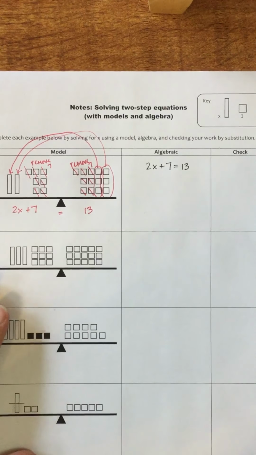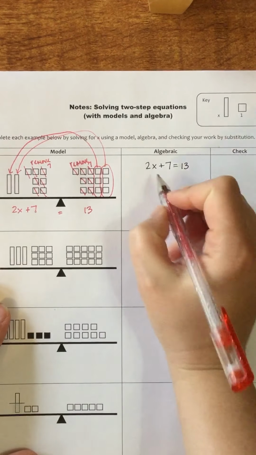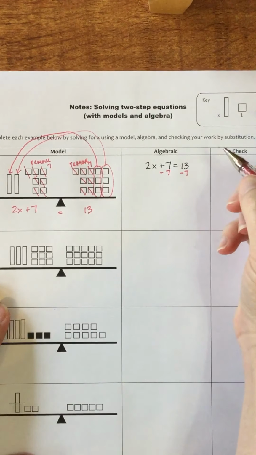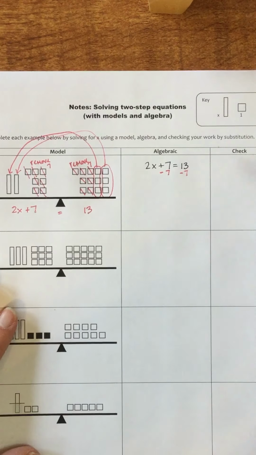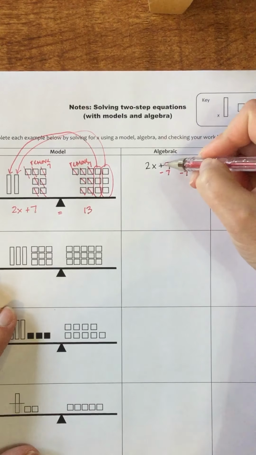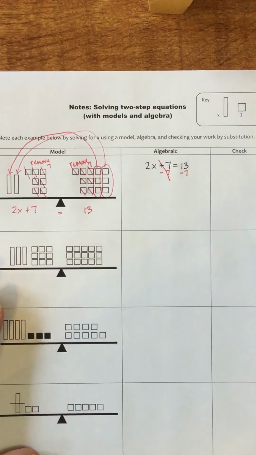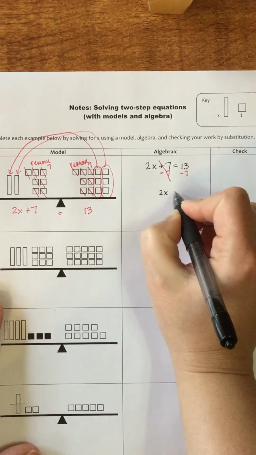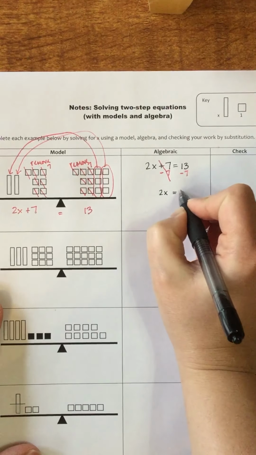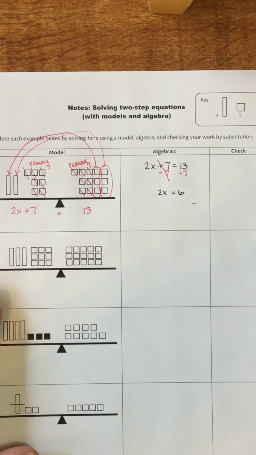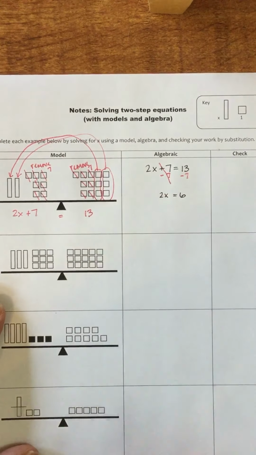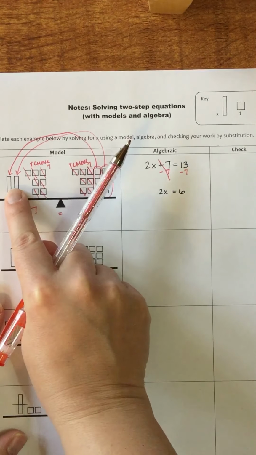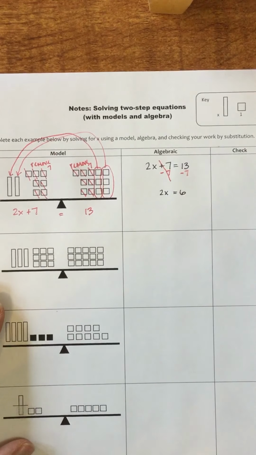So the first thing that we did in our picture is we removed 7. Removing is subtracting. I know that adding 7 and subtracting 7 will essentially cancel out and make 0. 13 minus 7 is 6. The next thing that we did in our picture model is we took the 6 and we split it into 2 groups. Splitting is division.